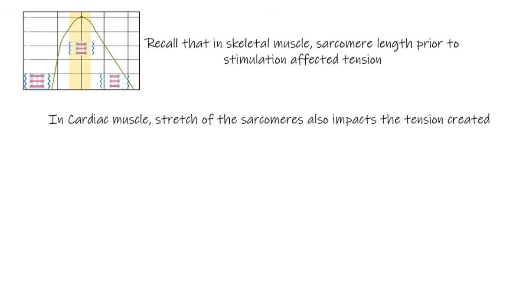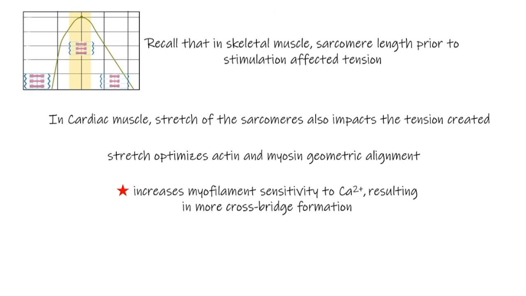In cardiac muscle, stretch of the sarcomeres also impacts the tension that's created, but it does so through some different mechanisms. One role that's similar is that it does seem to optimize the actin and myosin geometric alignment, which allows for better interaction between the two. But this actually seems to be a less important mechanism compared to the fact that stretching of the cardiac myofibrils appears to increase the sensitivity to calcium.